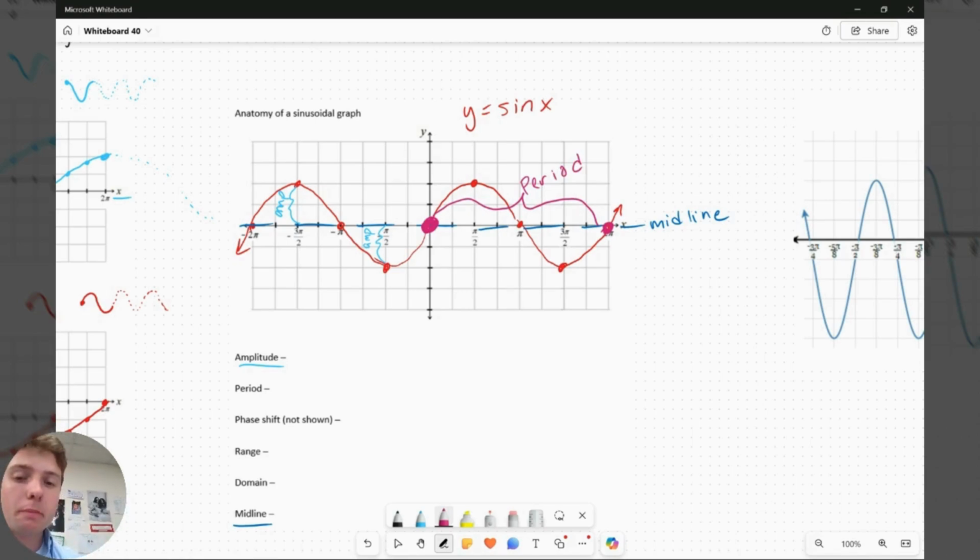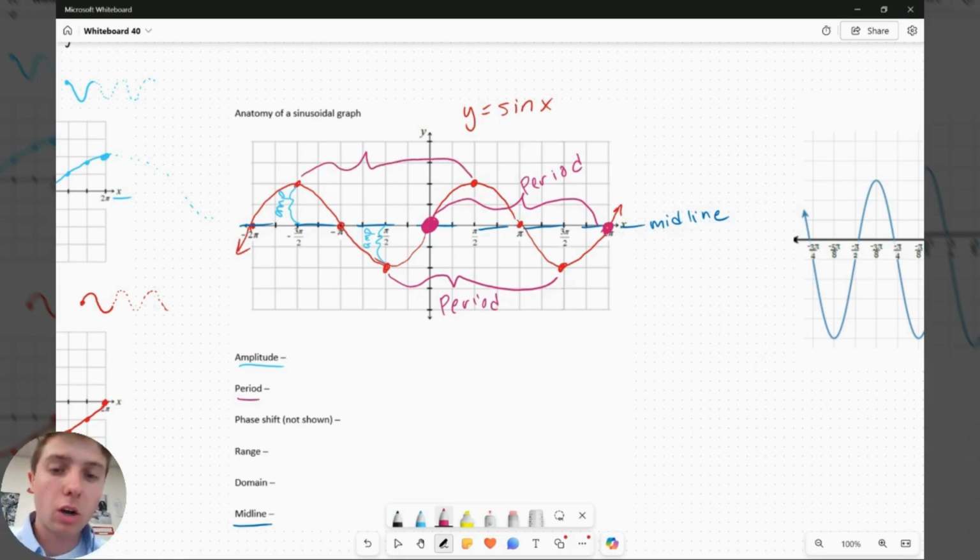You don't have to measure it from the midline, though. You could measure period from your maximums or minimums. For example, if I wanted to measure a period from the minimums, it's just how long did it take to go back to this spot. Same idea with the maximums. These would all give you the same measurement. A phase shift is not shown in this diagram. A phase shift is simply the horizontal shift. Sometimes you'll have a horizontal shift, or sometimes you just change the type of function, sine or cosine, to get rid of that phase shift.